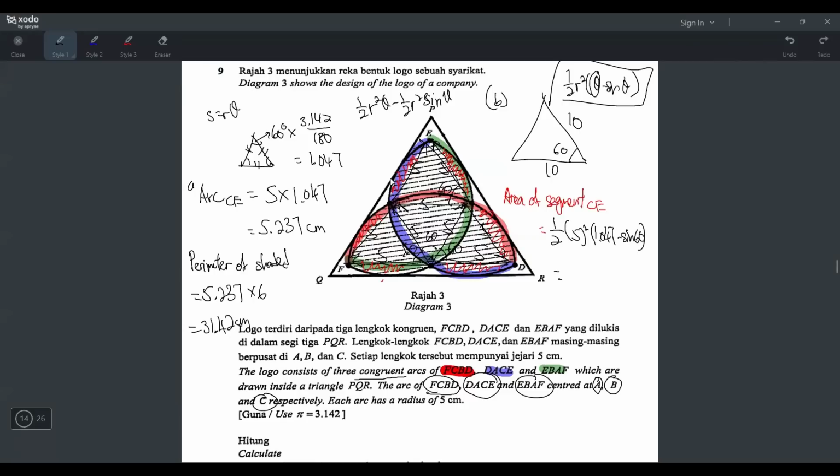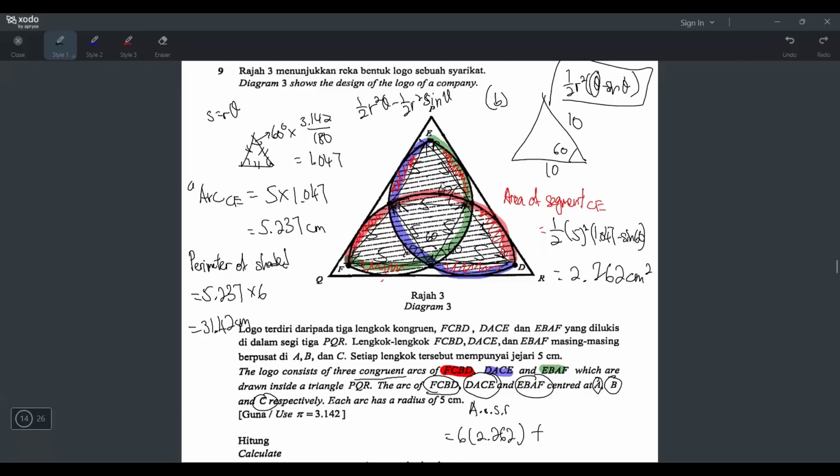Okay, so let me press 0.5 times 25 bracket 1.047 minus sine 60. Okay, my calculator gives me 2.262. I don't know if it's correct or not, but it's okay. I will write down first 2.262 cm square, because it's area, right? But they want the area of the shaded region, so I'll write here area of shaded region. You have to take 6 times this, 6 times 2.262, because there are 6 of these segments.